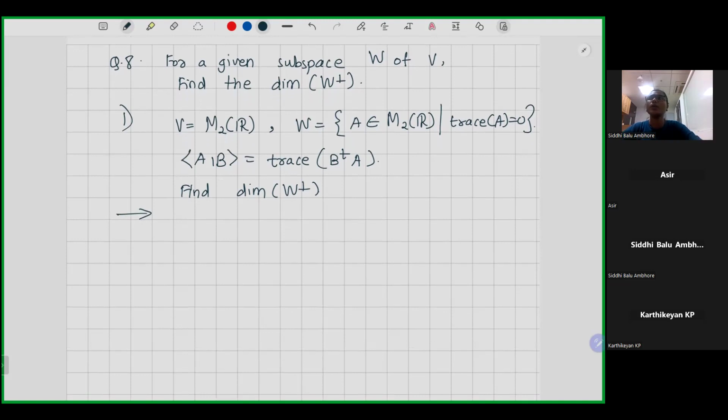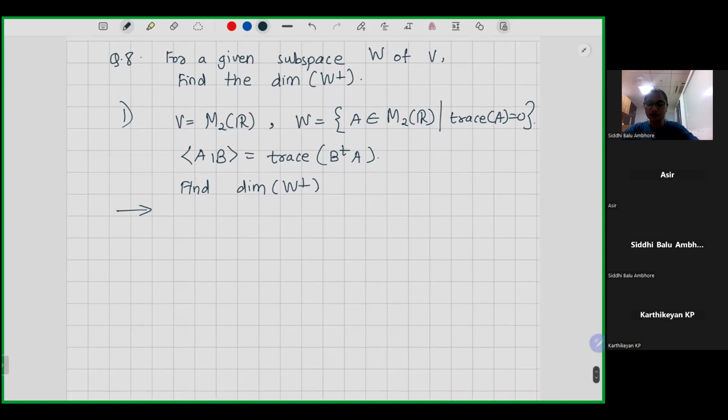Will you go ahead and solve to find the basis for W perp, then count the elements and conclude that this will be the dimension of W perp, or what?